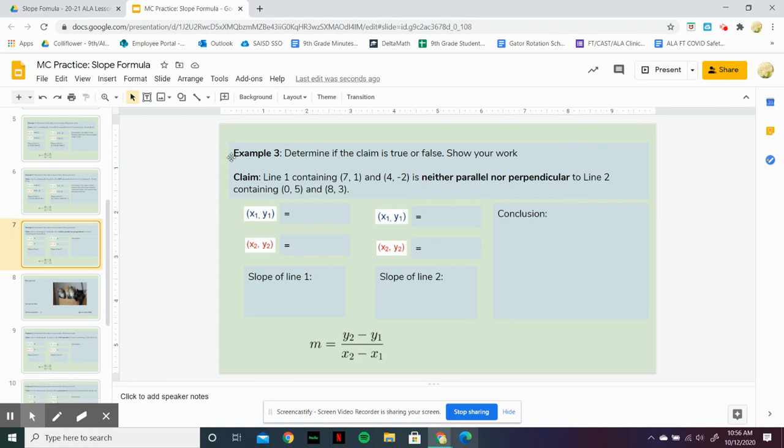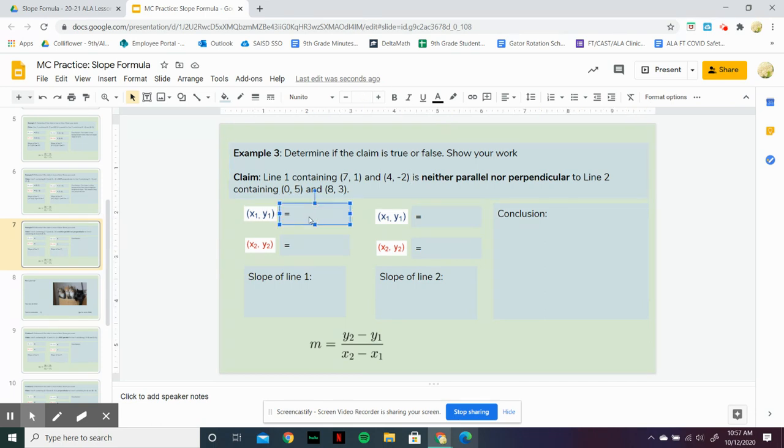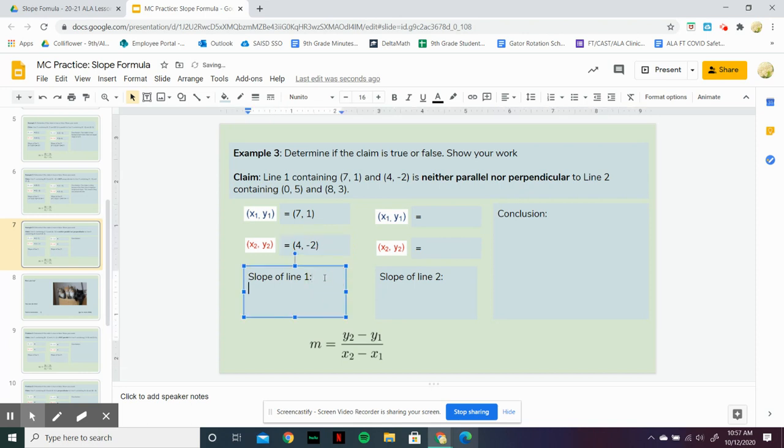The last example we're going to do says that line 1 containing (7, 1) and (4, -2) is neither parallel nor perpendicular to line 2, which contains (0, 5) and (8, 3). So what I need to do is find the slope of these lines to see if the claim is true or not. To do that, I'm going to set (7, 1) equal to x1, y1, and then (4, -2) equal to x2, y2 to find the slope of line 1.